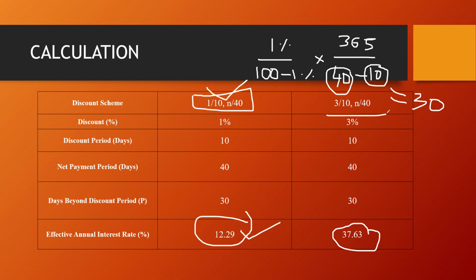And use the same thing, but instead of 1%, make it 3%. Sorry for the messy handwriting on the screen. Okay, 3%. You will get 37.63%. The market borrowing rate is 15%. And we've got two scenarios: whether you accept the opportunity cost of 12.29 or go for 37.63. That's what the situation might look like, but it's not the whole thing.